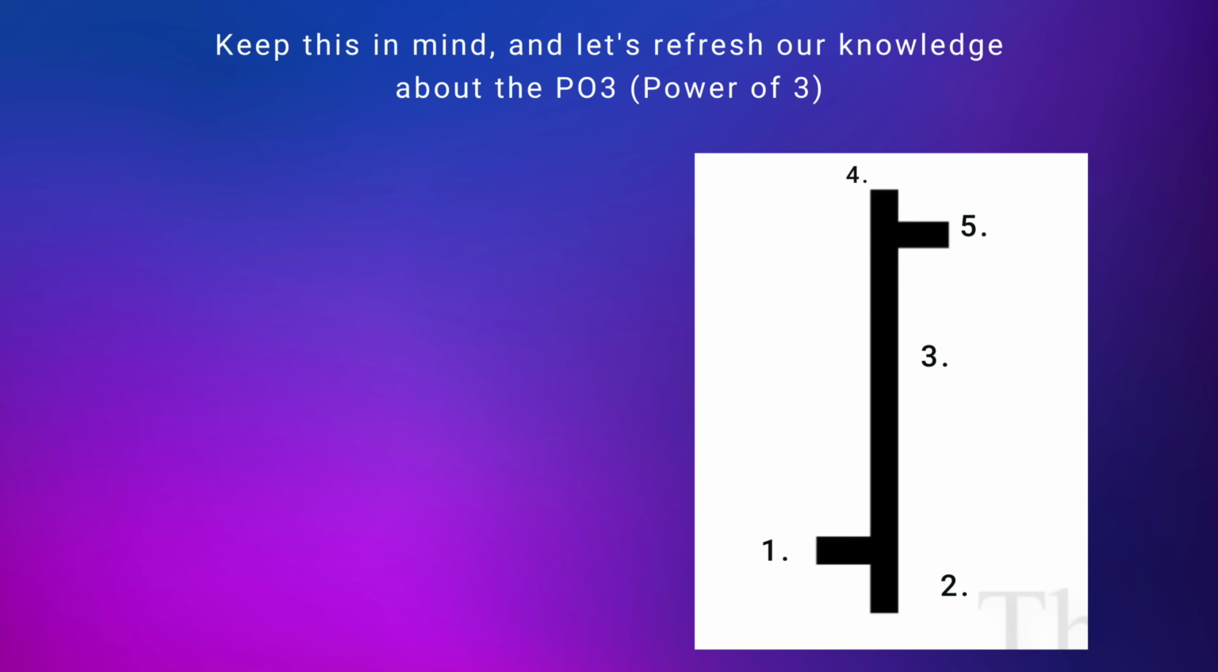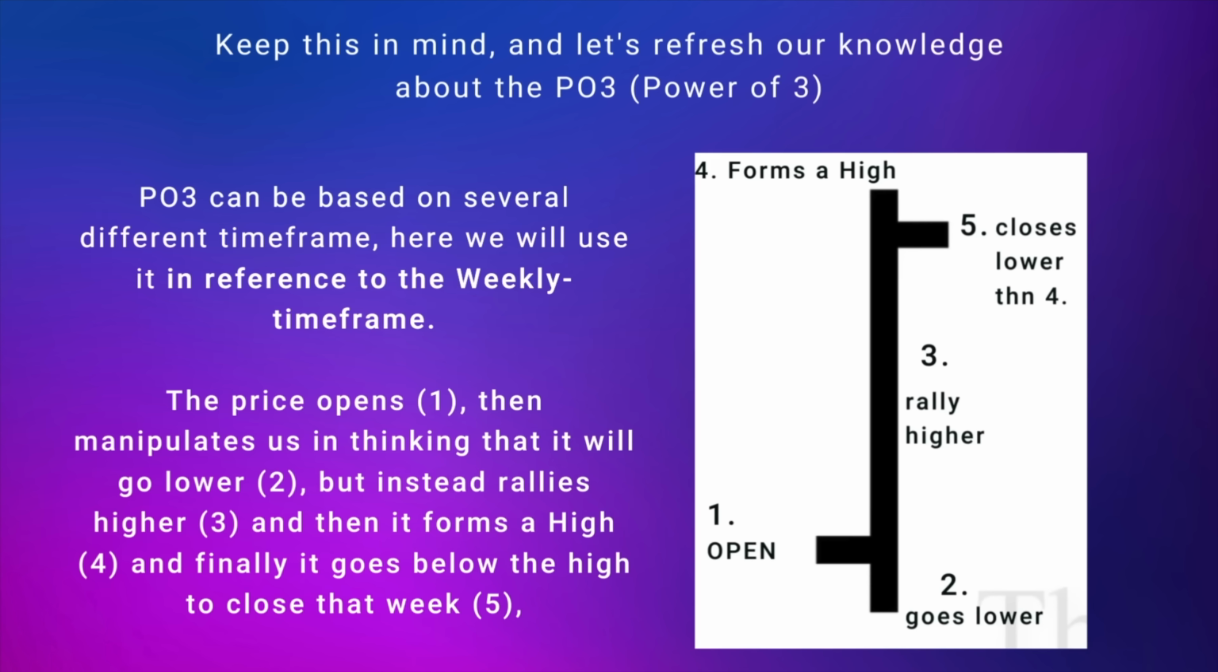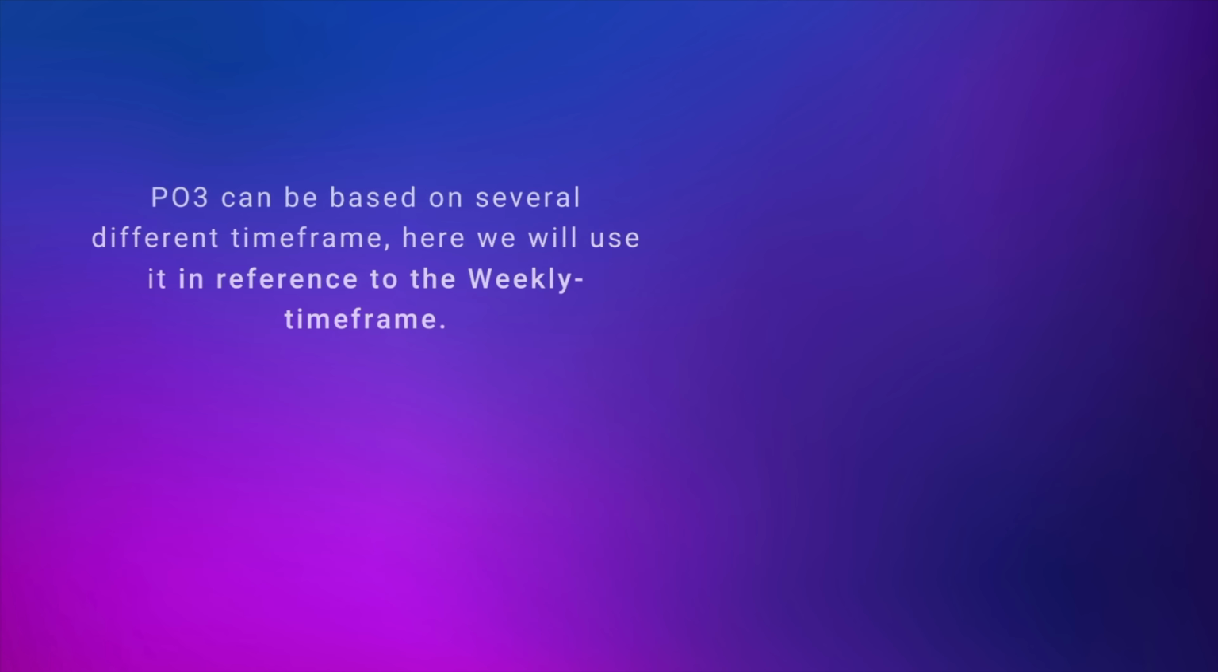Looking at the power of three, we can notice the movements. Number one, we're going to have the open of the candle. Number two, we're going to see the price going lower. Number three, we're going to see the candle rallying higher. Number four, we're going to see the price forming a high. And number five, we're going to see the price closing lower than the point number four. Remember that the power of three can be based on several different time frames. Here, we will use the power of three in reference to the weekly time frame, so we expect to see these price movements forming and showing on a 1 week time frame.